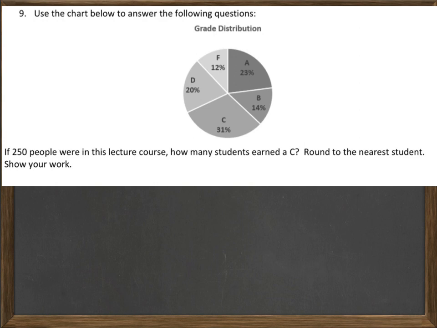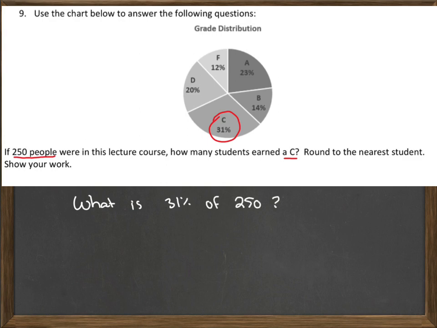Next, we're given a pie chart and shown the grade distribution. And the question says if you have 250 people were represented in this pie chart, then how many of these earned a C? Well, we don't know how many people earned a C, but we do know that 31% of the total number of students earned a C. So we're literally asking, what is 31% of 250?